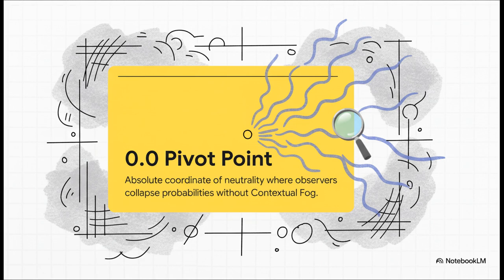To understand this universe, you have to grasp that an observer uses this 0 point to collapse probability waves into physical reality. And you have to do it completely free of contextual fog. That means no biases, no past trauma, no anxiety about tomorrow, just pure, unclouded rendering in the right now.